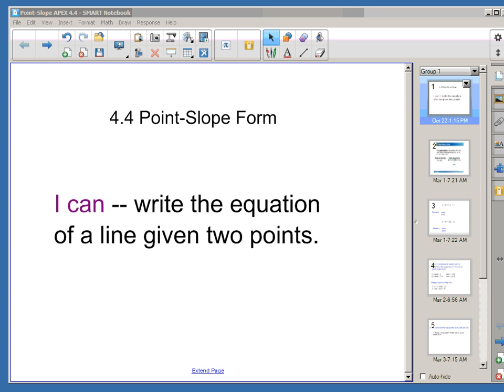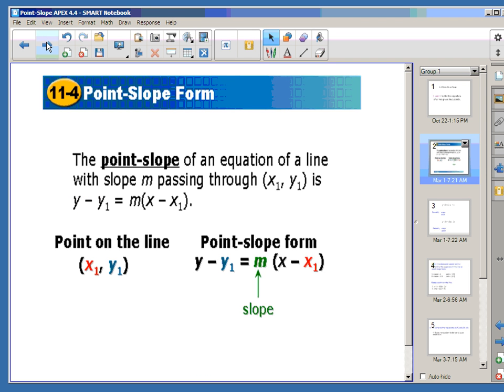All right, the next section we're going to talk about is section 4.4, point slope form. So our goal today is when you're done, you're going to be able to say, I can write the equation of a line given 2 points. And point slope form is a nice thing to use to be able to do that. So you can come up and see me and get the notes that are a guide to go along with this. Otherwise, you can take your own notes and stop this as you need to.